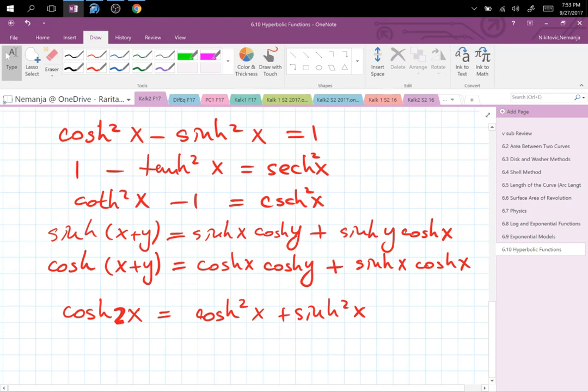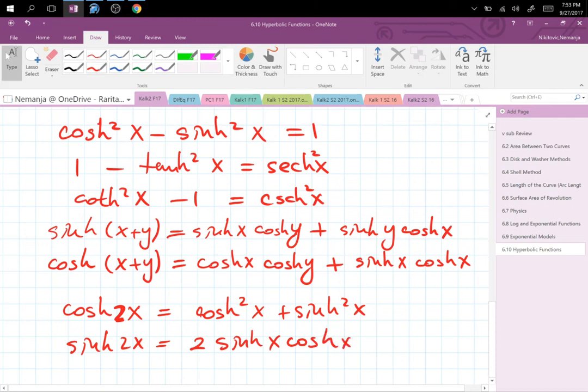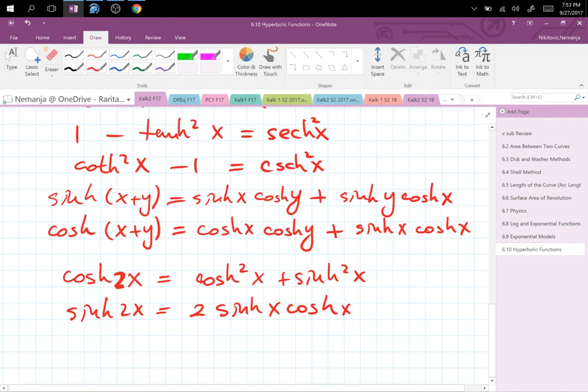Another formula that stays 100% the same is sine 2x: 2 sine hyperbolic x cosine hyperbolic x. And these are almost the same. Cosine hyperbolic squared x is equal to cosine hyperbolic 2x plus 1 over 2. This one is the same.